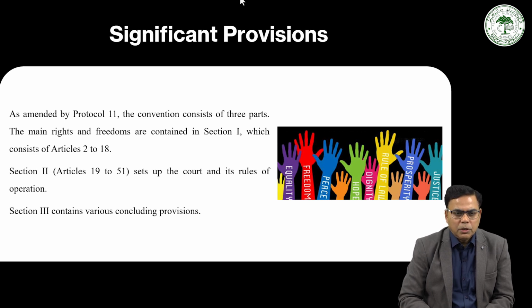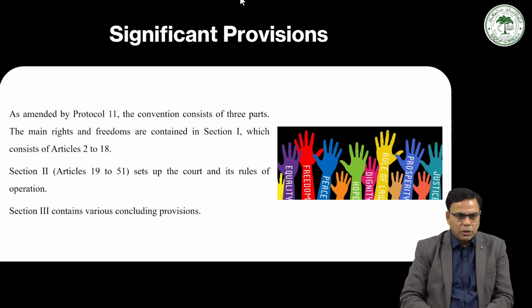After that, we also discussed the things in the preamble of the convention, what has been emphasized, and we found that the UDHR has been cited. And after that, we also discussed some provisions of the convention. So, the significant provisions as amended, we are going to discuss today, and I'm going to take up from the point I left yesterday. As amended by Protocol 11, the convention consists of three parts.